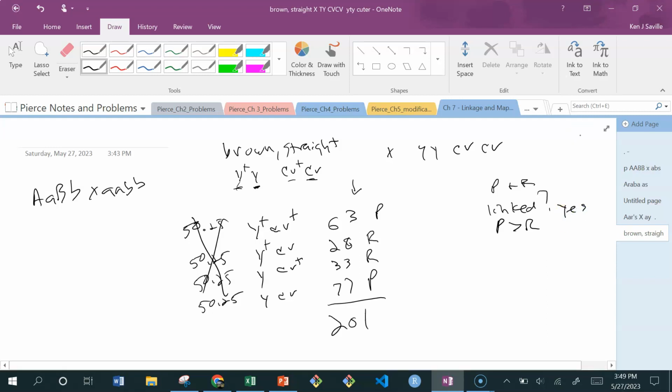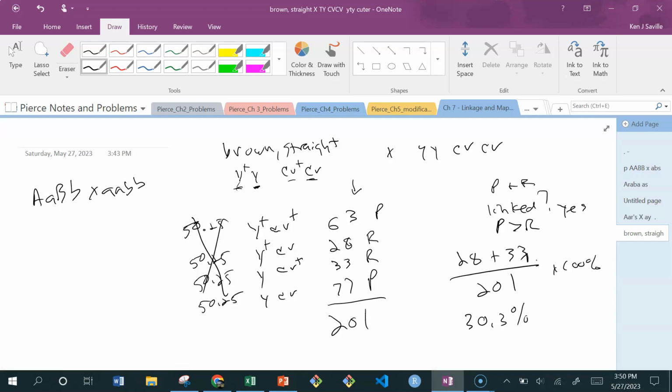What's the genetic distance between these genes? Well, the recombinants are the lower ones. So 28 plus 33 over 201. 28 plus 33 divided by 201 is 30.34%. So times 100% is 30.3%. So that's the genetic distance between these things.